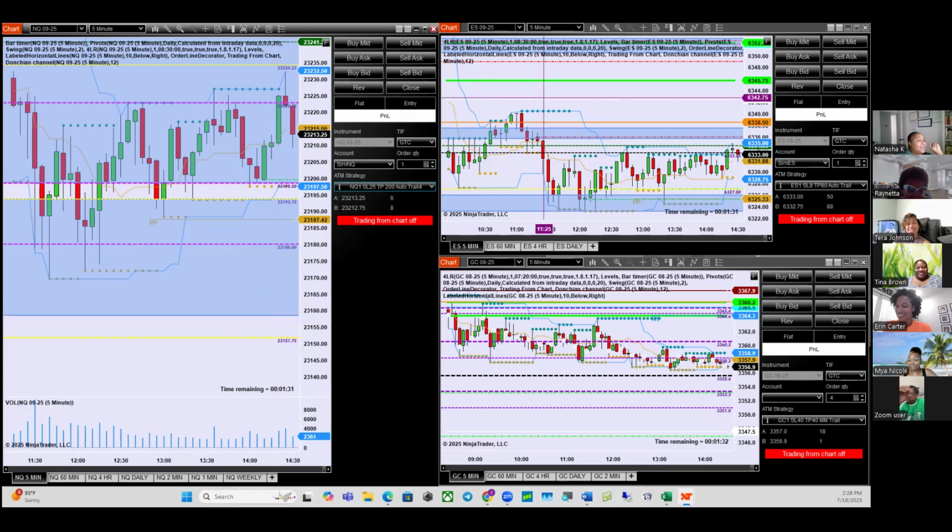Can you repeat the formula so I can write it down real quick? Yes, it's the amount of risk divided by your tick value will equal your stop loss. Amount of risk divided by the tick value will equal your stop loss.